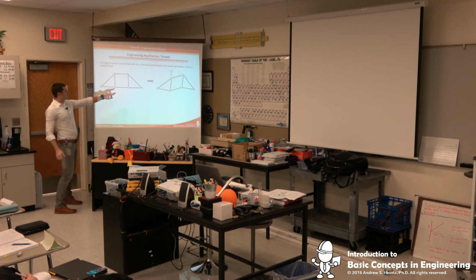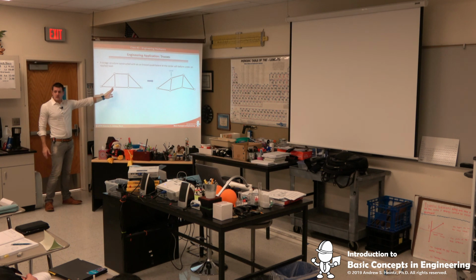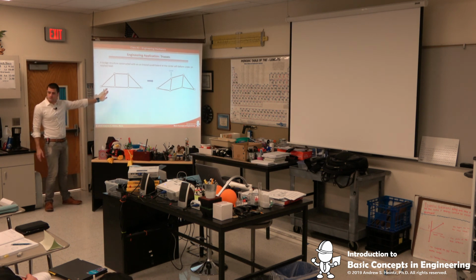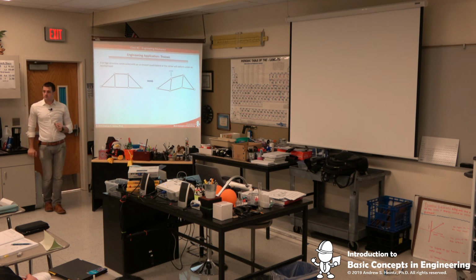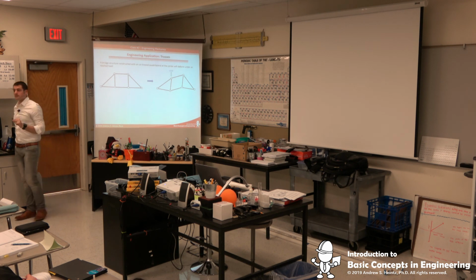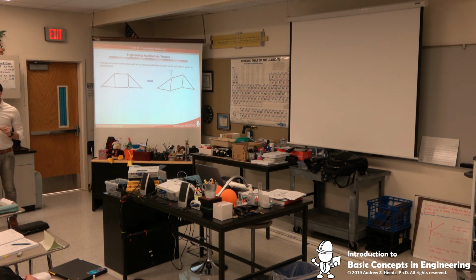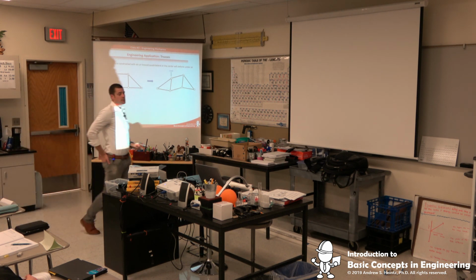So what would I do? What would you guys propose that I do to this bridge or to this truss to make it not do this? Add a brace or a tie, okay? And how would we do that? What do you think, Malika? Okay, make another triangle out of the square. I think I agree 100%.